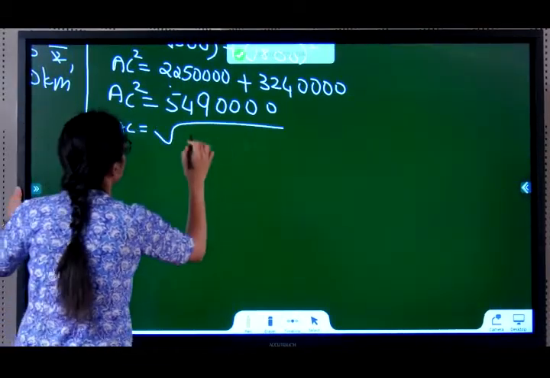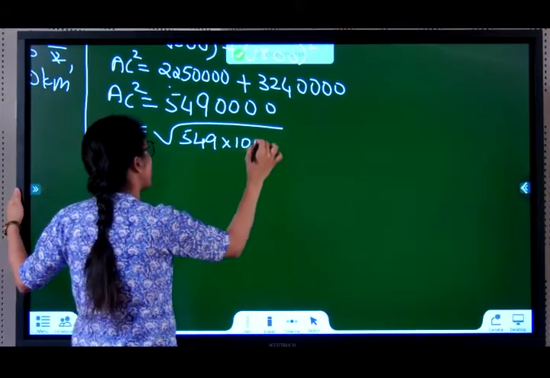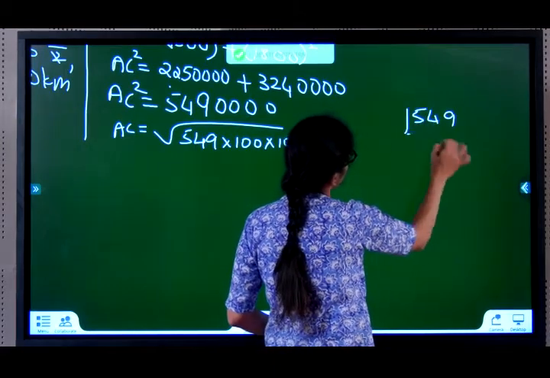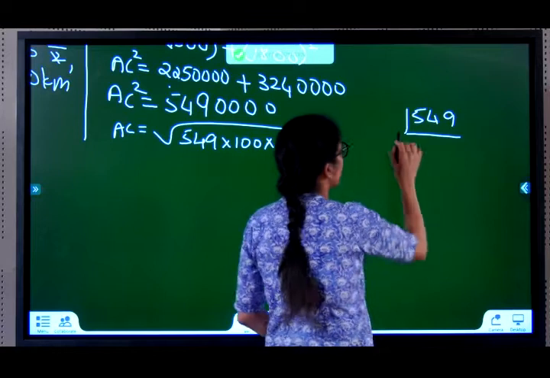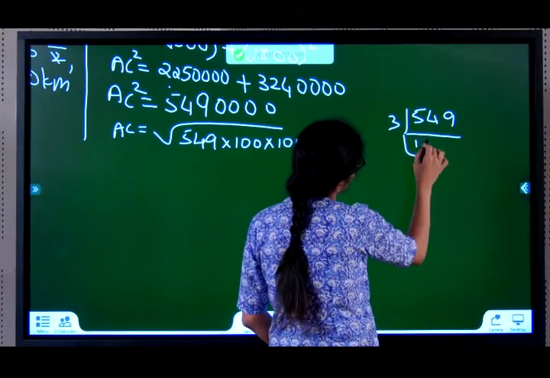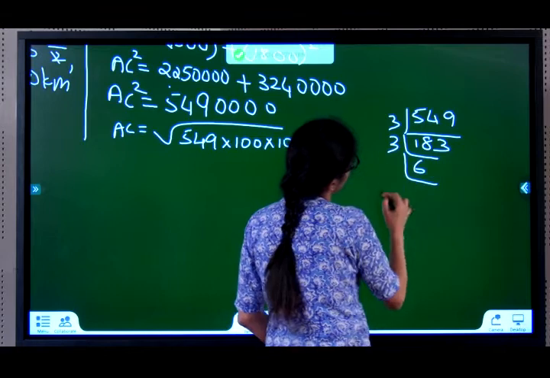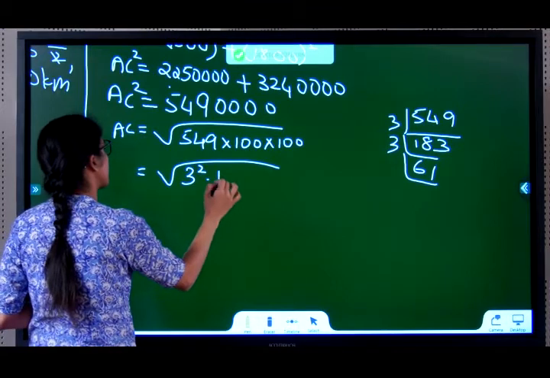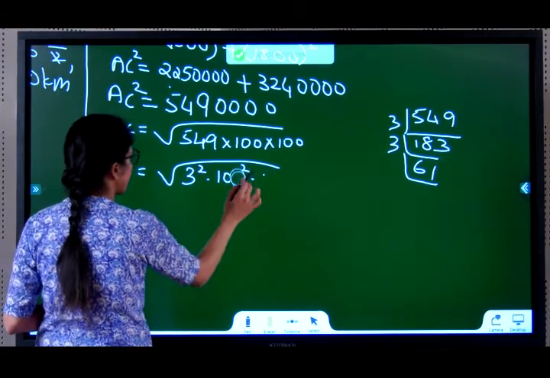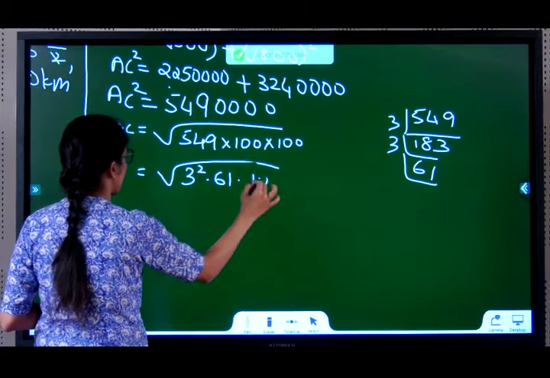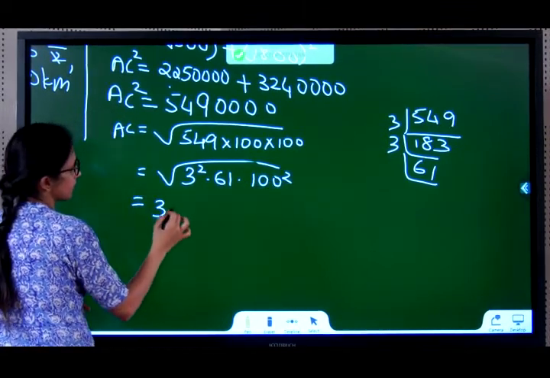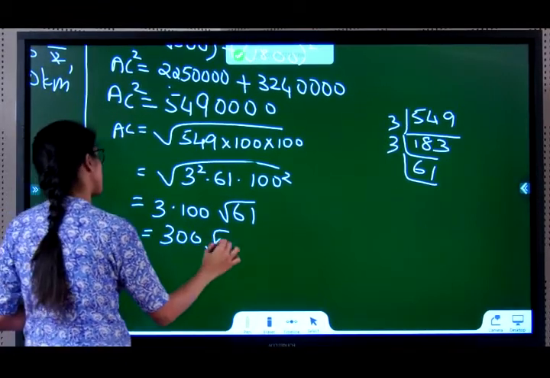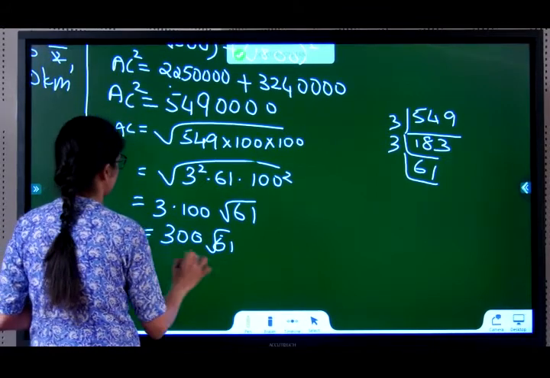AC can be written as root of 549 into 100 into 100. Let's do prime factorization of 549. It will go with 3: 5 plus 4 is 9, 9 plus 9 is 18, 18 will go with 3. So 3 times 183, and 183 is 3 times 61. 61 is a prime number. So I can write this as 3 square into 100 square into 61. 3 square comes out becomes 3, 100 square comes out becomes 100, root 61. So 300 root 61 kilometers.